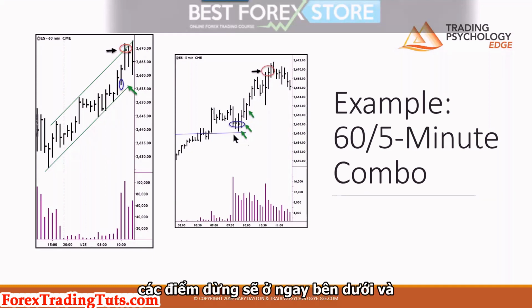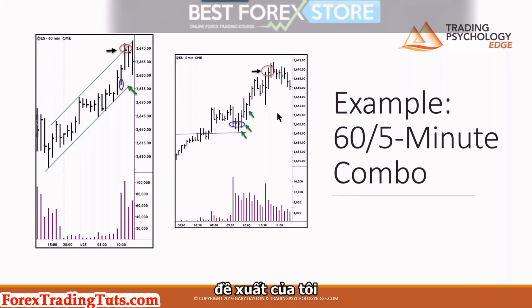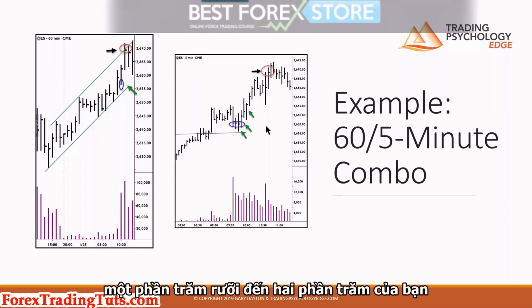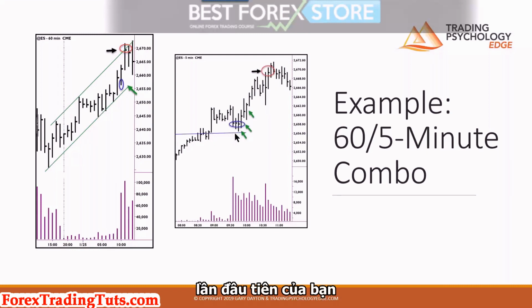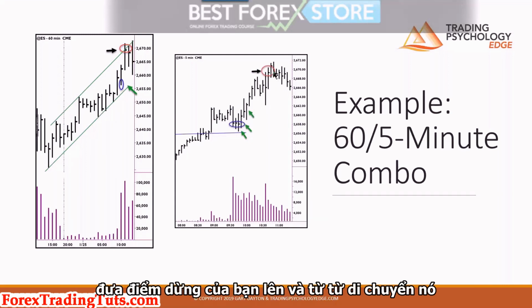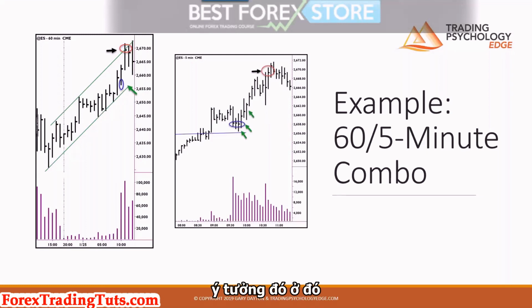Stops would be right underneath, and they're going to be dependent on your account size and your experience and all of that. My recommendation, 1.5 to 2% risk on any given trade. 1.5 to 2% of your account risk on any given trade. So your first buy here would be somewhere in here. If you wanted to put the other contract on, you could in here. As this occurs and we break this, you can bring your stop up and slowly move it and so on and so forth. But that's that trade setup. So you get that idea there.